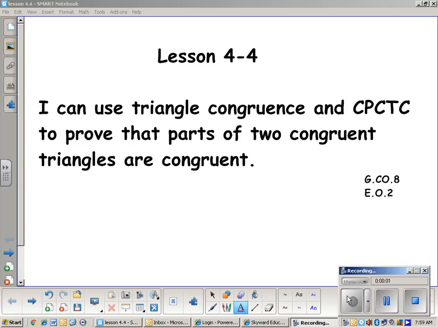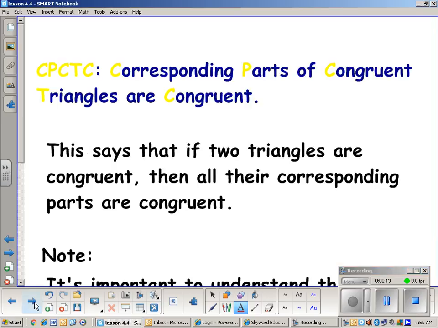Going to learn about this rule called CPCTC, and what it allows us to do. It helps us to prove parts of two congruent triangles are congruent. Okay? CPCTC stands for corresponding parts of congruent triangles are congruent. It's just a statement.